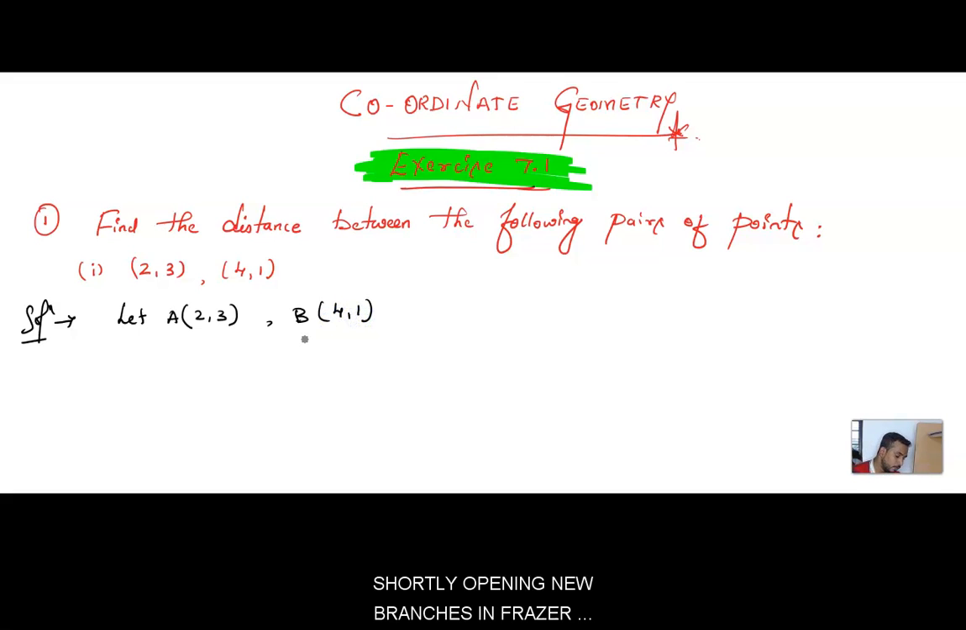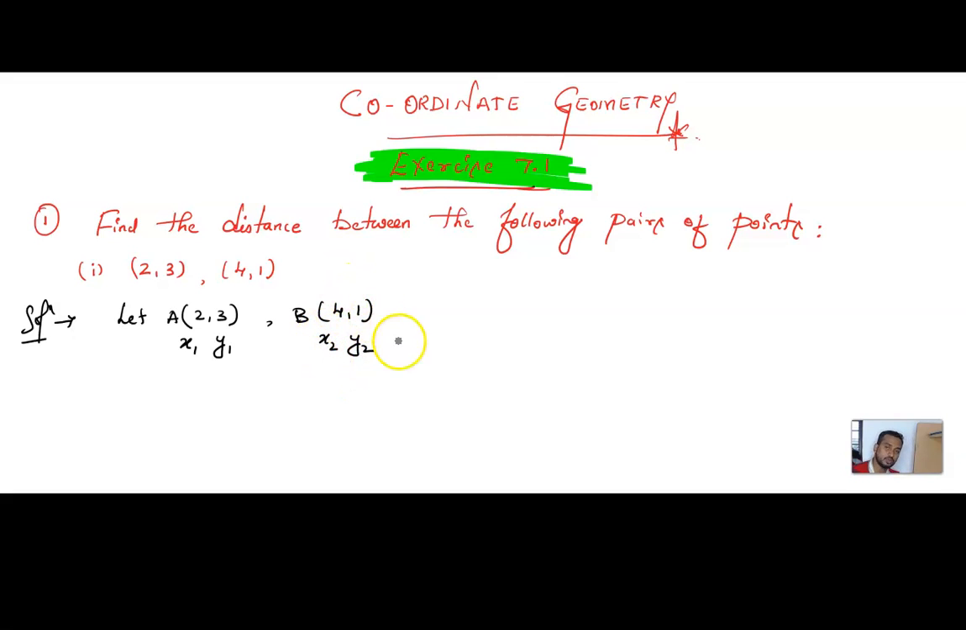Always remember, the first coordinate will always be x1, y1. Whichever is given first we will write as x1, y1, and whichever is given second we will write as x2, y2. Got it? Whatever coordinates they have given first, we assume as x1, y1. The x1 value is +2, the y1 value is +3. Similarly x2, y2: the value of x2 is +4 and the value of y2 is +1.